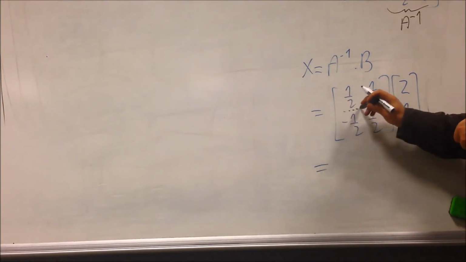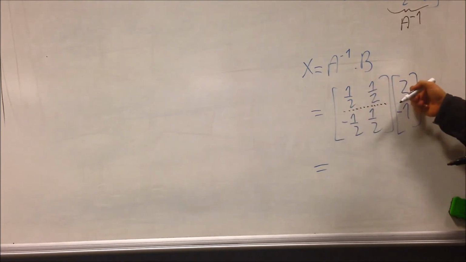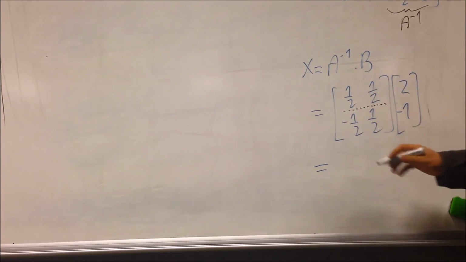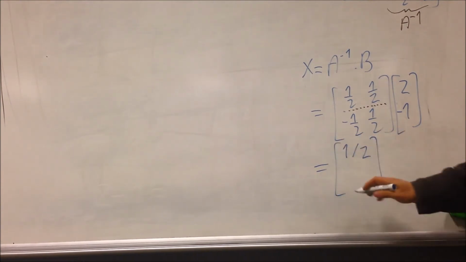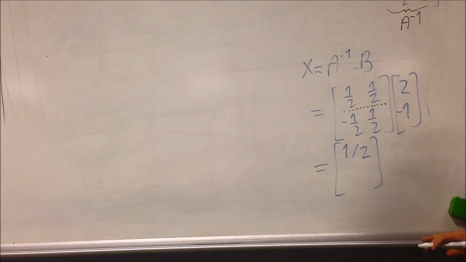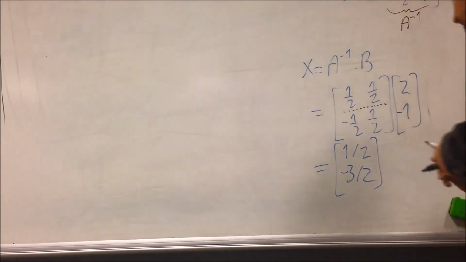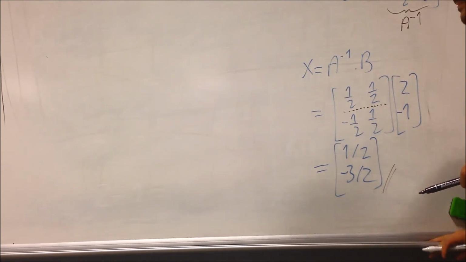If you wish, you may use a separator to calculate the product. 1 over 2 times 2, it's 1. And here it's minus 1 over 2, 1 minus 1 over 2, it will be 1 over 2. And similarly, if you apply the product to the second row, you get minus 3 over 2. So that's it. This is the end of method 1.